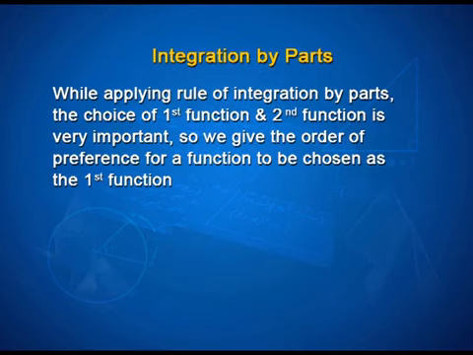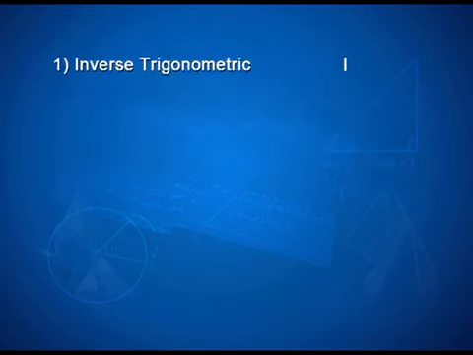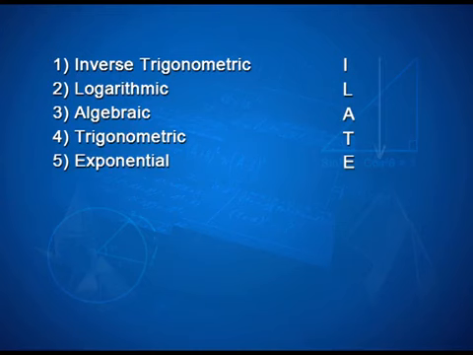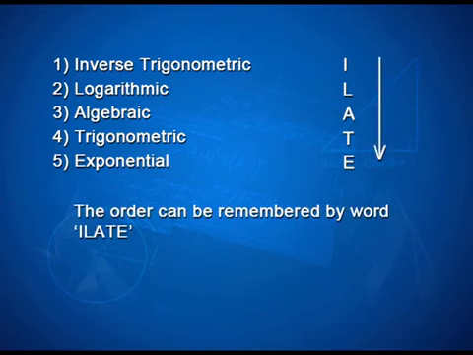So, we give the order of preference for a function to be chosen as the first function: first one inverse trigonometric, second logarithmic, third algebraic, fourth trigonometric, fifth exponential. The order can be remembered by the word ILATE. It is formed by the first alphabets of these words.